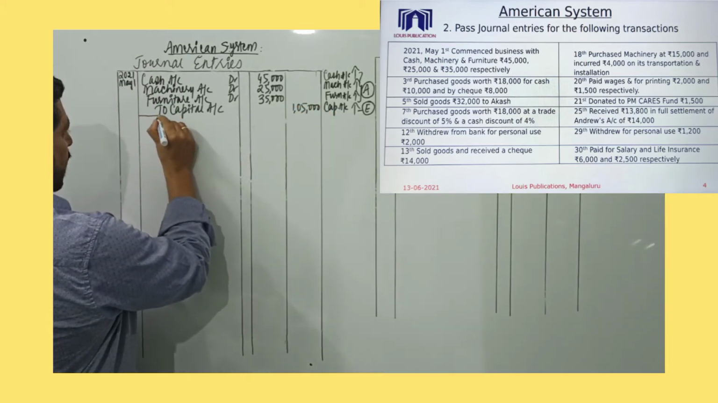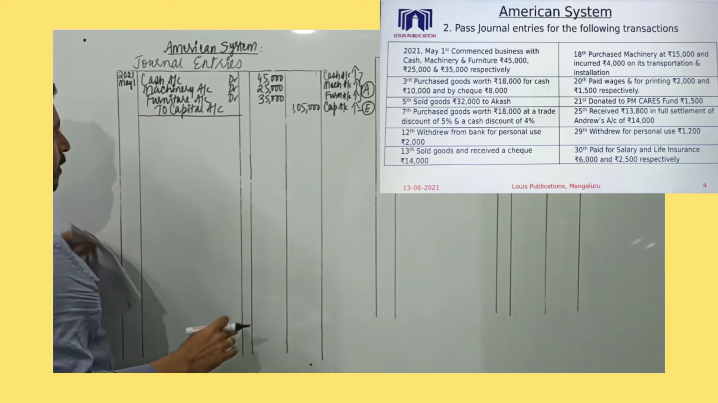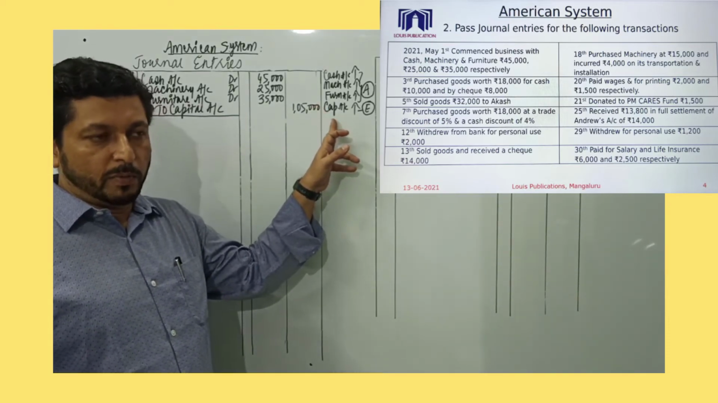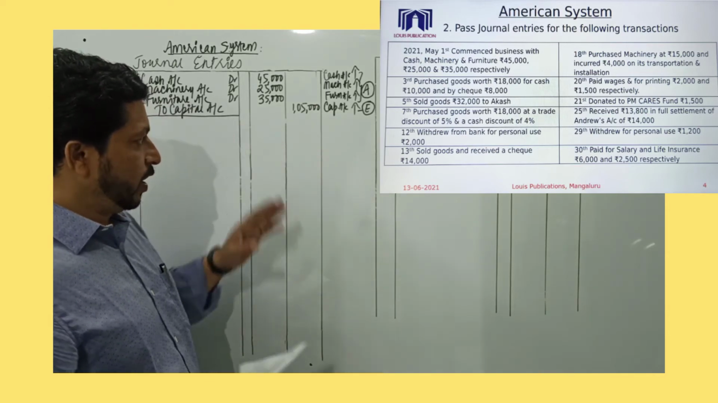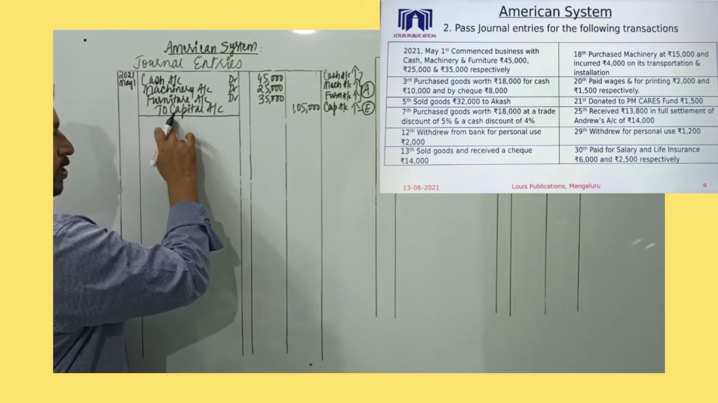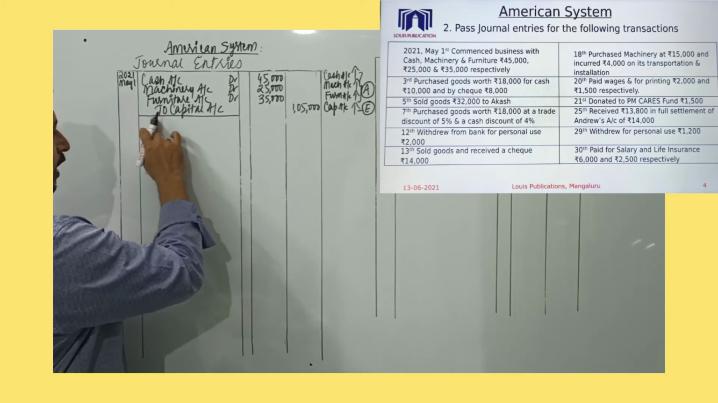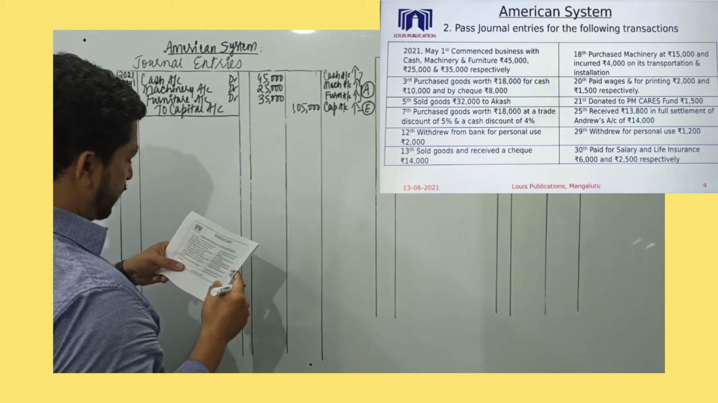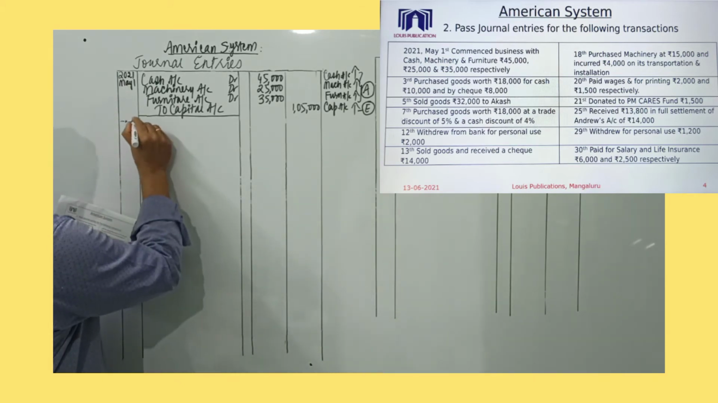So you can record the narration being started business with machinery, cash and furniture. That would be the narration. So I am not writing the narration, so you can record that. Narration always starts with the word being, and after you finish writing the narration, just draw a line in the particulars column. Let's move to transaction dated 3rd now.